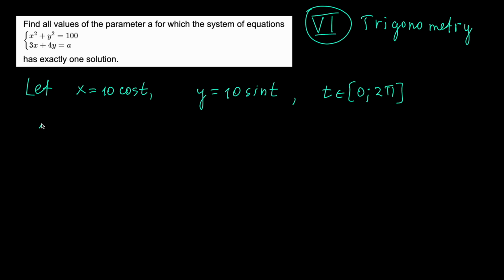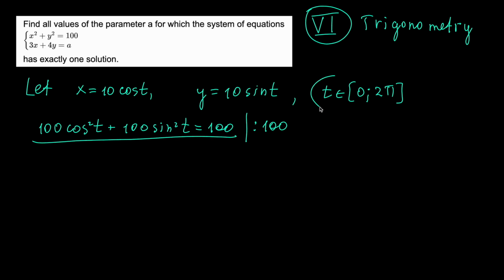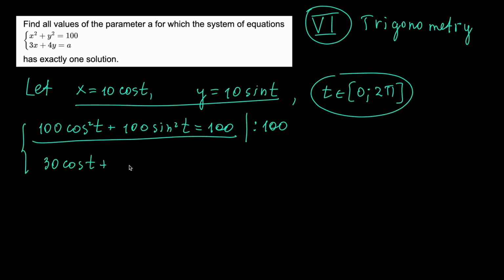Now the first equation turns just into the main trigonometrical identity, which is cosine squared plus sine squared equals 1, which we can obtain if we just divide this equation by 100. So that is true for any value of t from this interval, which is why we can use that substitution. The second equation of the system now turns into 30 cosine t plus 40 sine t equals a.